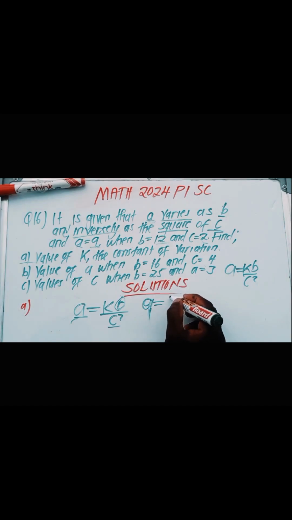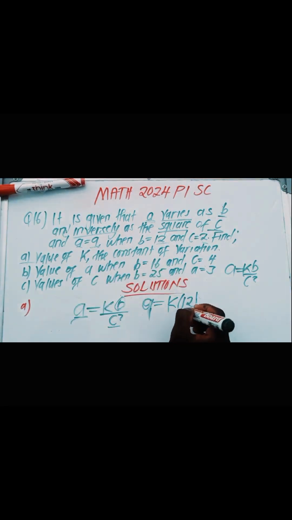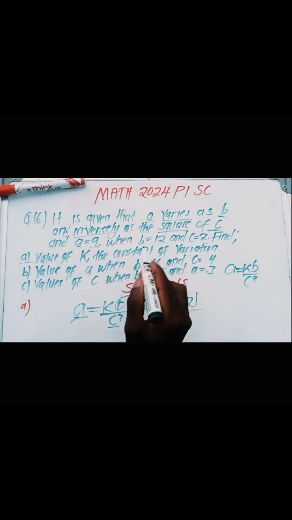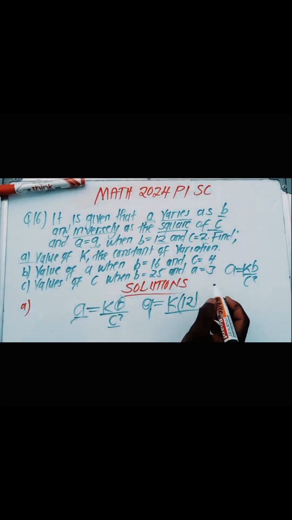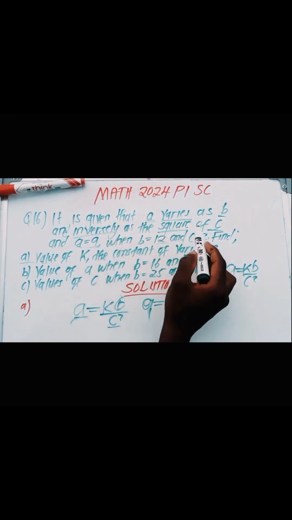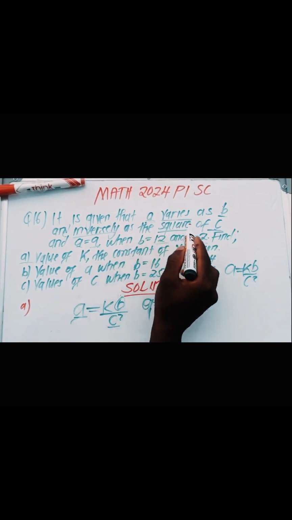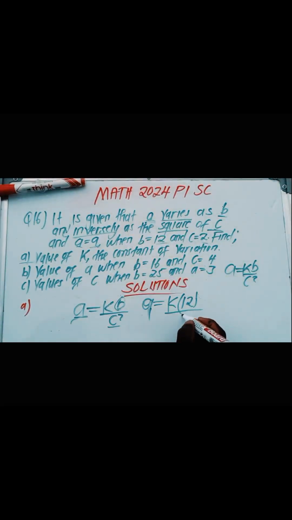Then we are finding k. The value of B is 12, divided by C, which is equal to 2. But remember, according to the information which has been given, C has been squared. So it is 2 squared. I hope you're getting it.